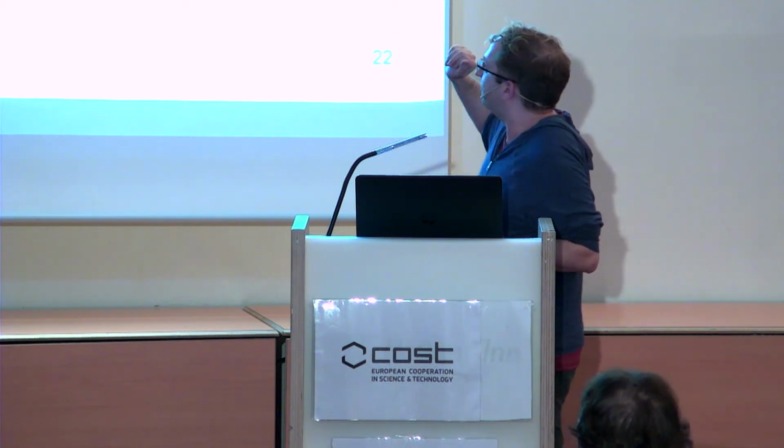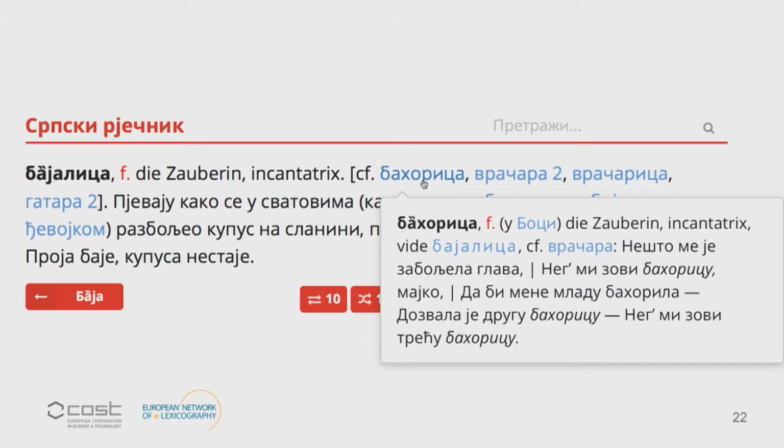We have these pop-ups for cross-references, because why would you go to another page to look at a cross-reference? It's a very 1990 internet kind of thing. Sometimes you want to see things in comparison to each other. We have autocomplete drop-downs when you're doing lemma searches.